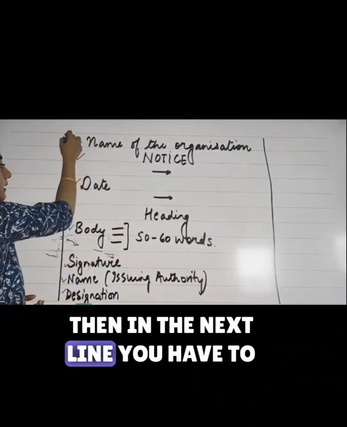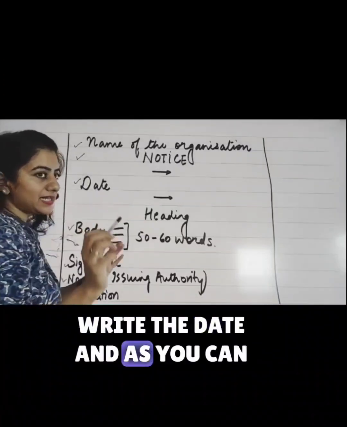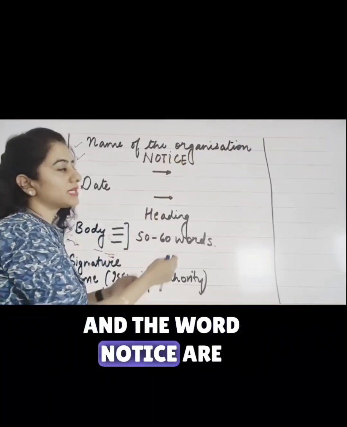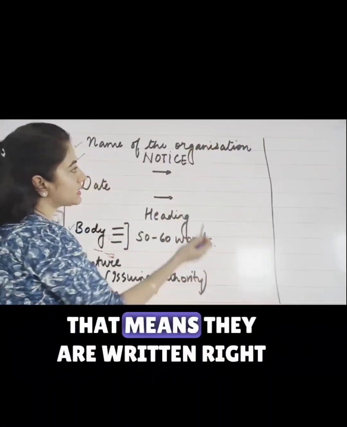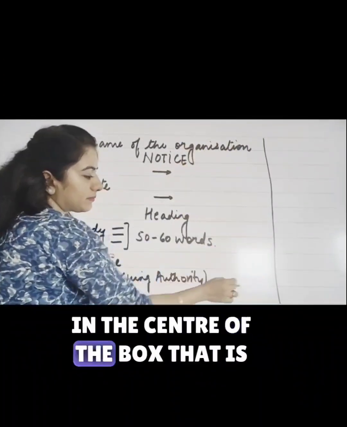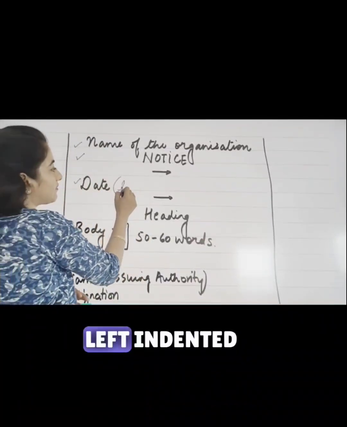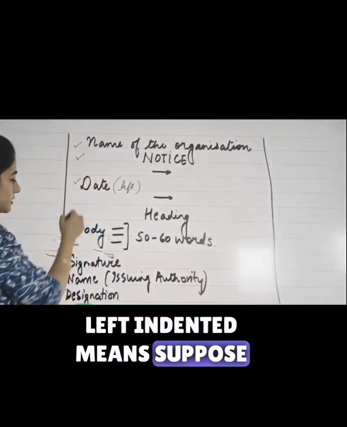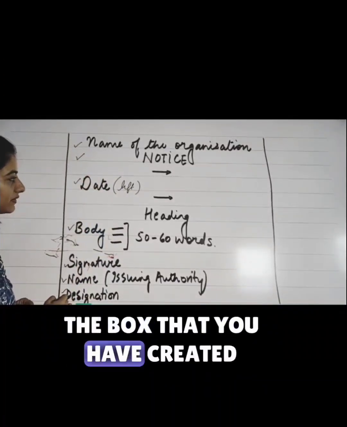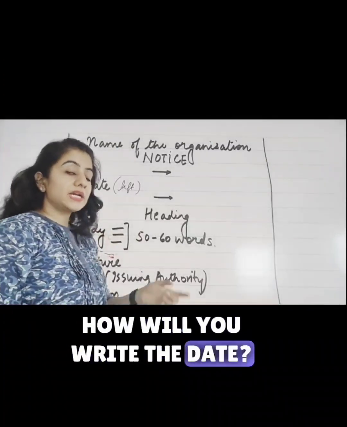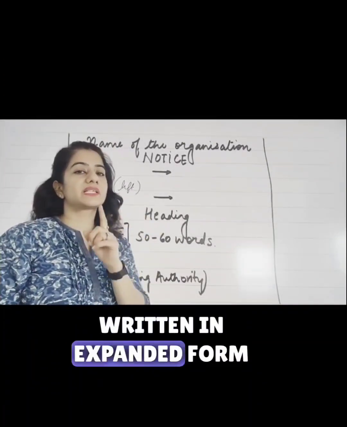Then in the next line, you have to write the date. And as you can see, both the name of the organization and the word notice are centrally aligned. That means they are written right in the center of the box that is before us. And the date has to be left indented. Left indented means suppose this is the margin or this is the box that you have created, so it should be on the left hand side. How will you write the date? It is always supposed to be written in expanded form.